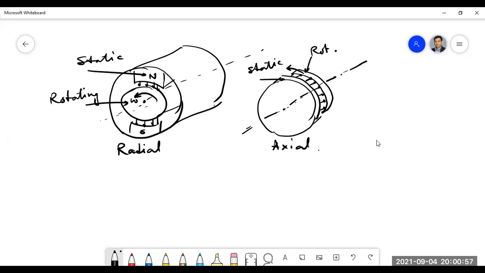to see how the flux is passing. Is it radially or is it axially? Depending on that, we'll categorize the type of the machine. Okay, so that is the difference.